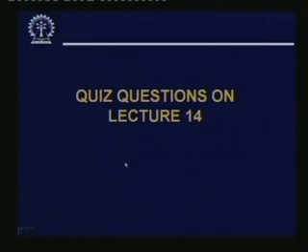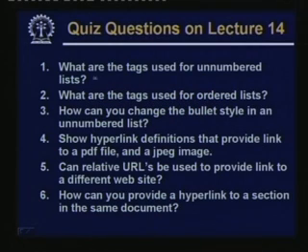Now, some questions from today's lecture. What are the tags used for unnumbered lists? What are the tags used for ordered lists? How can we change the bullet style in an unnumbered list? Show hyperlink definitions that provide link to a PDF file and a JPEG image. Some examples I want. Can relative URLs be used to provide link to a different website?